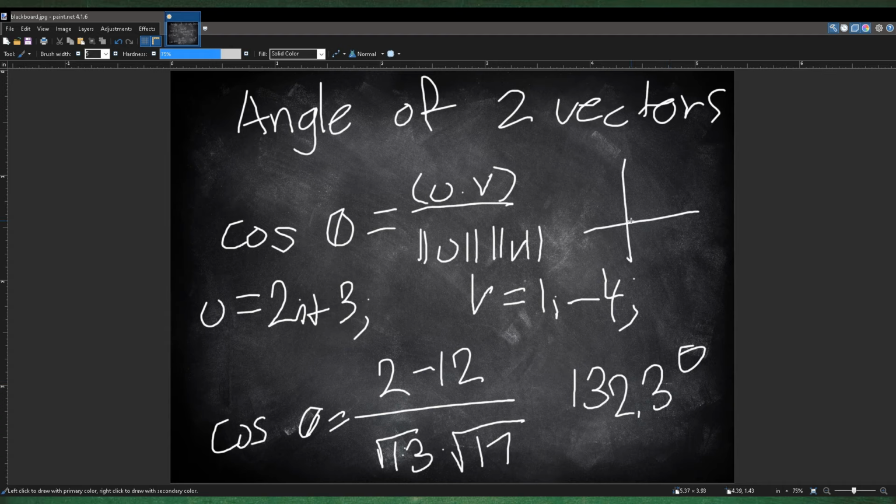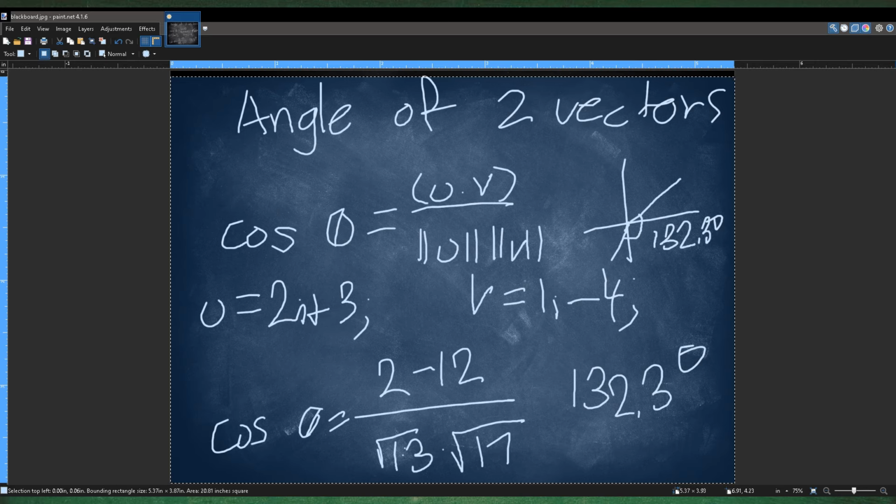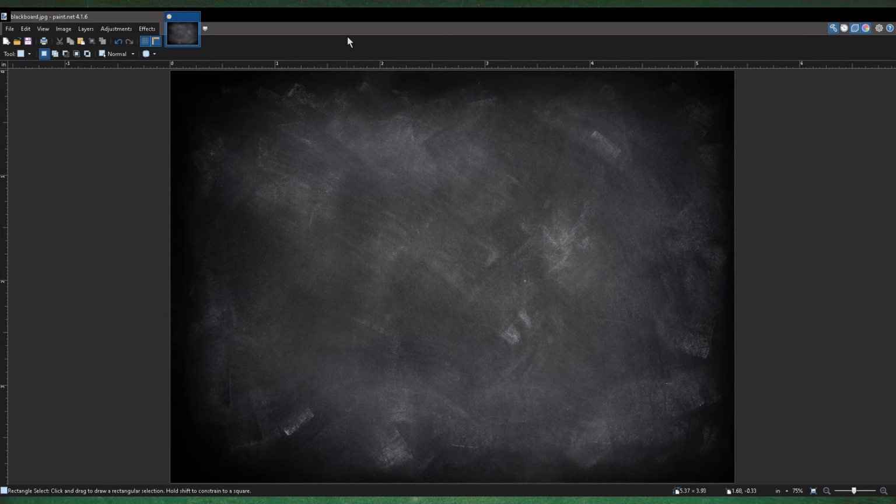Which you would just draw the picture of. So you have 2, 3, so you have something like this. And you have 1, negative 4. So it looks something like this. The angle between them, right here, is 132.3 degrees, because you could just think about which one's the smallest, since this one is a little bit bigger. So this one is 132.3 degrees. That basically covers how to find the angle between two vectors, which is really simple. It's just the dot product of both vectors divided by both magnitudes of the vectors.